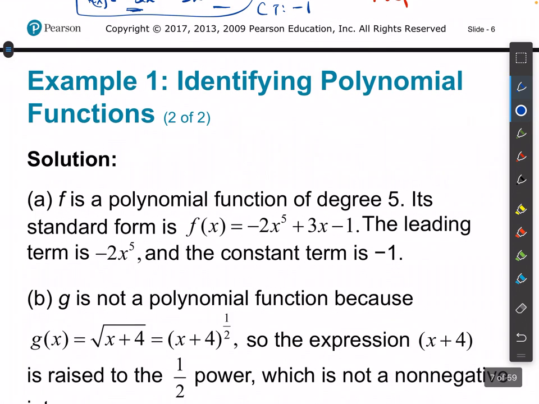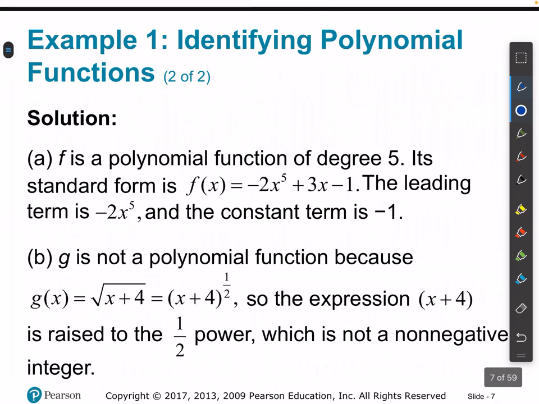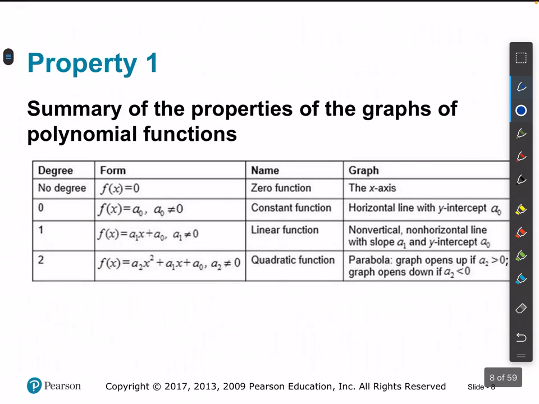Okay. So continuing on here, let's just run through some more properties, the summary of the properties of the graphs of polynomial functions. So if we have no degree, it's the zero function, which we've already mentioned. We won't see a lot of that. But if f(x) equals 0, it's just 0. So that's pretty straightforward. If the degree is 0, we're on the constant function.